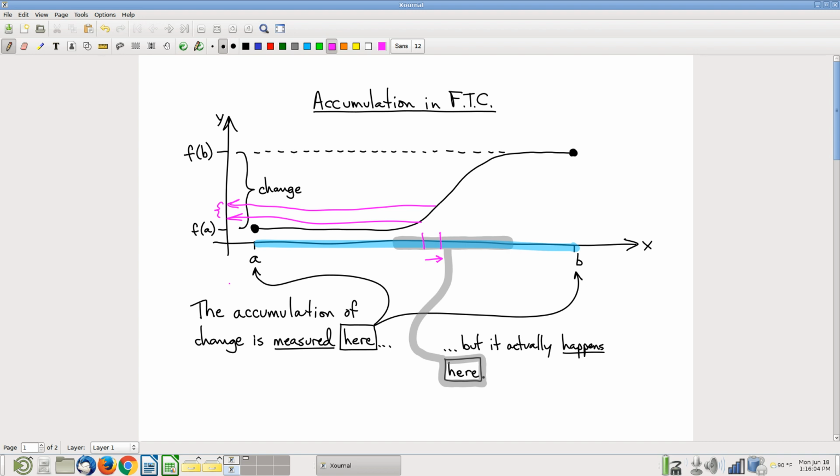That's kind of deliberately dense. No pun intended. It was accidental. But let's be honest. Where did the change actually happen? Well, come on. The change clearly happened in here. Look at how much the function's changing for these values of x. That's where the change is happening.